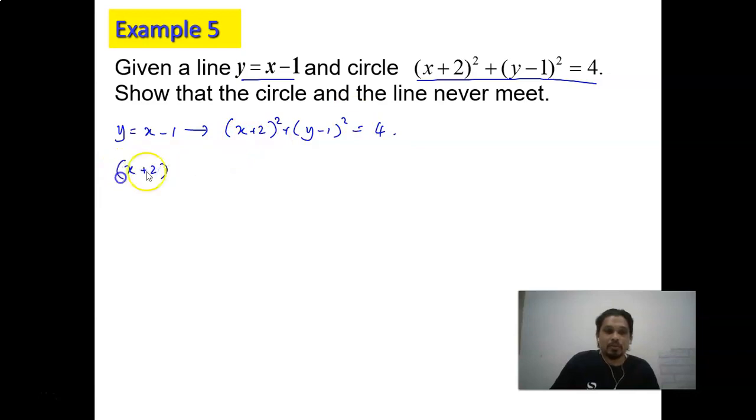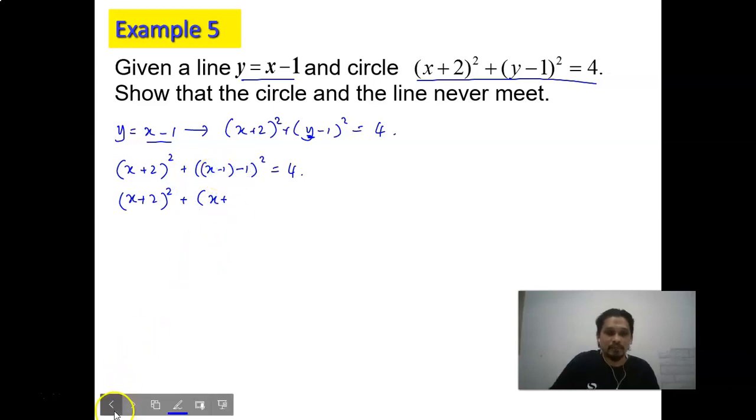So x plus 2 squared plus y minus 1 squared equals 4. Replace y with x minus 1, so x minus 1 minus 1 squared. That gives x plus 2 squared plus x minus 2 squared equals 4.